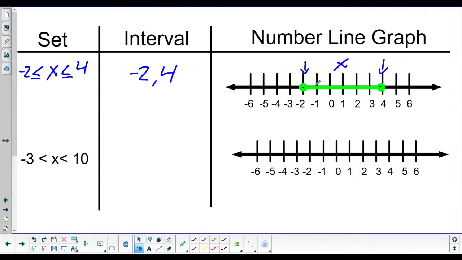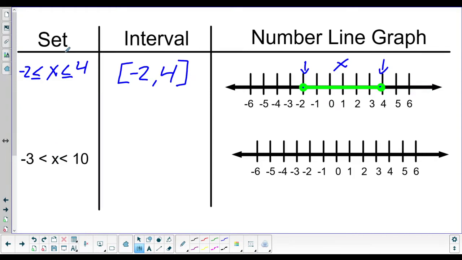Then we need to say, are we including the ends? Because they're filled in, we're going to include them. Filled in circles get brackets. So brackets are just like square parentheses. And there we go. All right, they're also going to ask you to go the other direction.